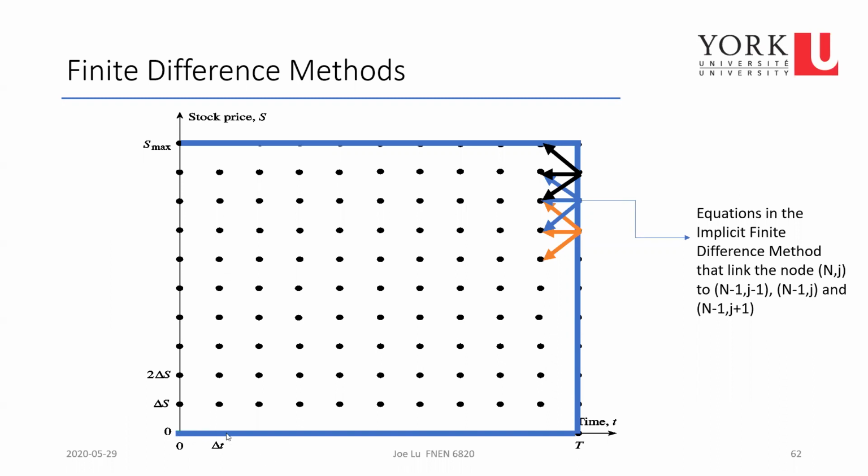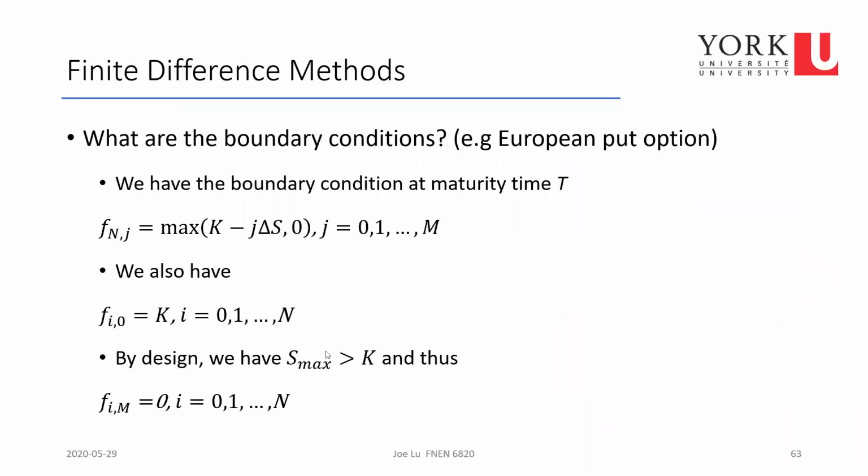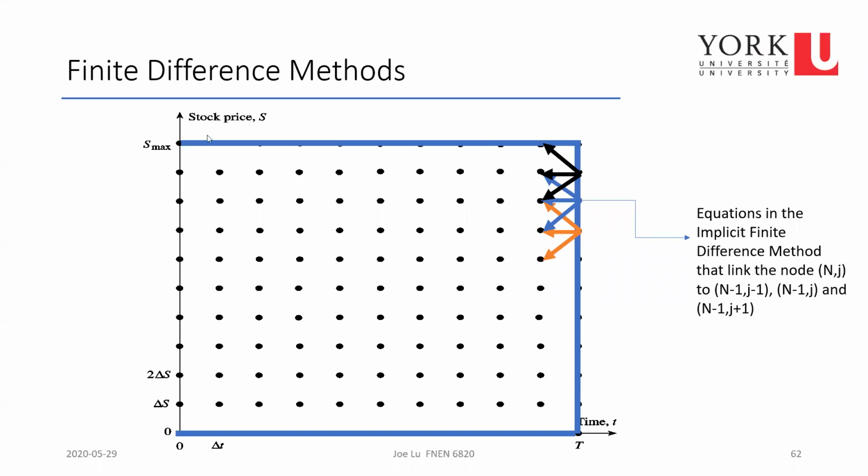And all of those points are really the present value of K. And by design, we know S max is greater than K. So we also know this line, because this line is S max, and S max is a very large stock price, which by definition is going to be, by design, greater than K. So the price of the option, of this put, must be 0 along here.